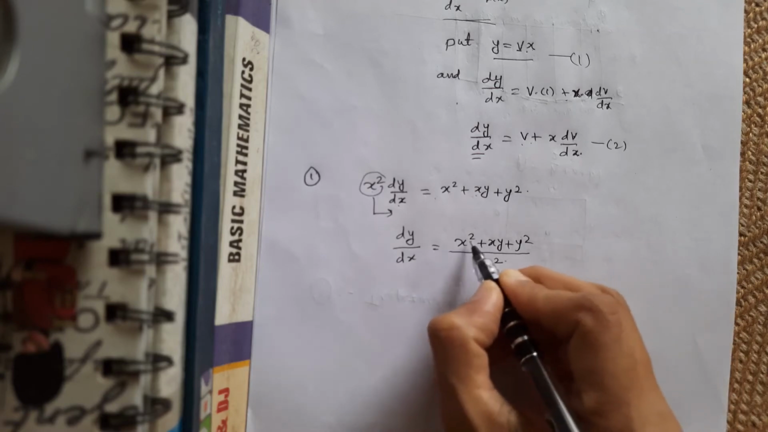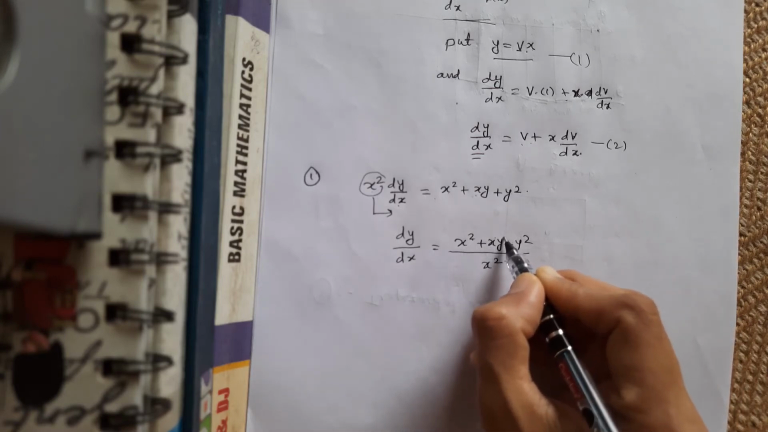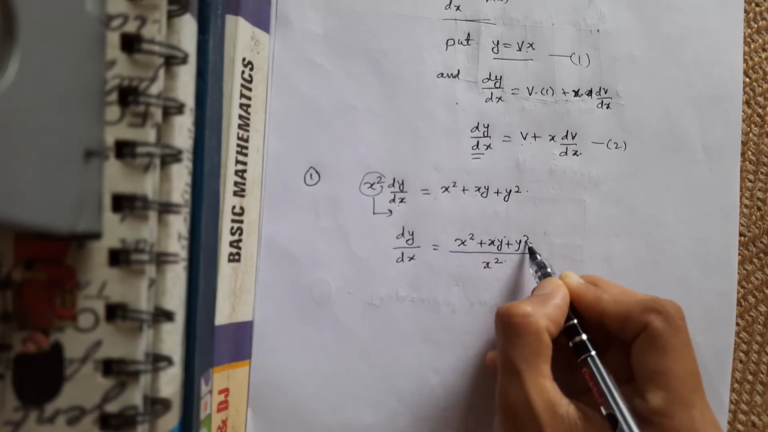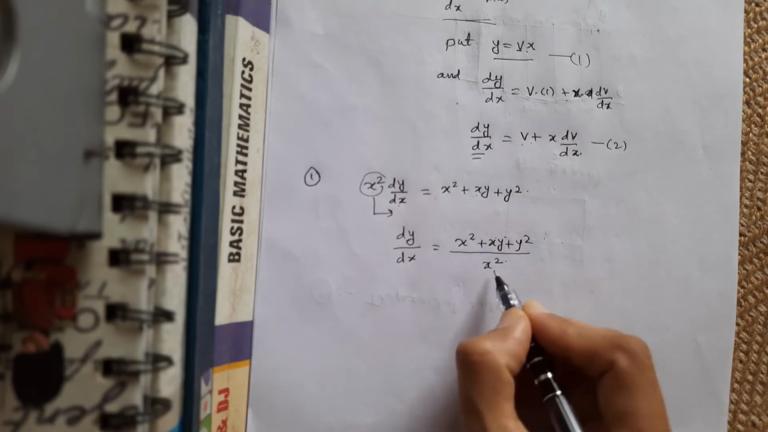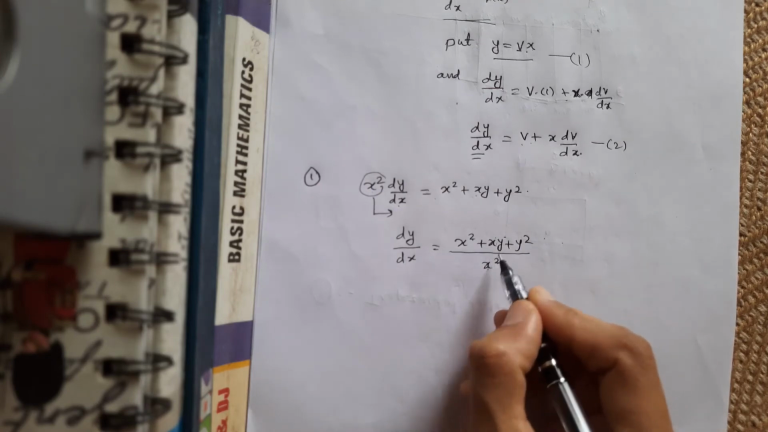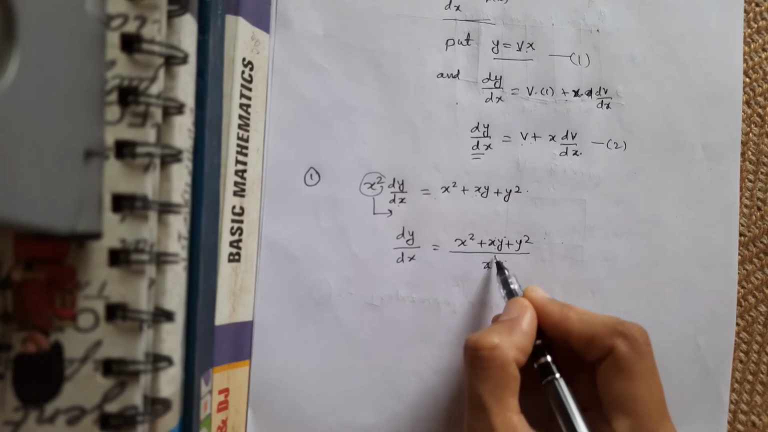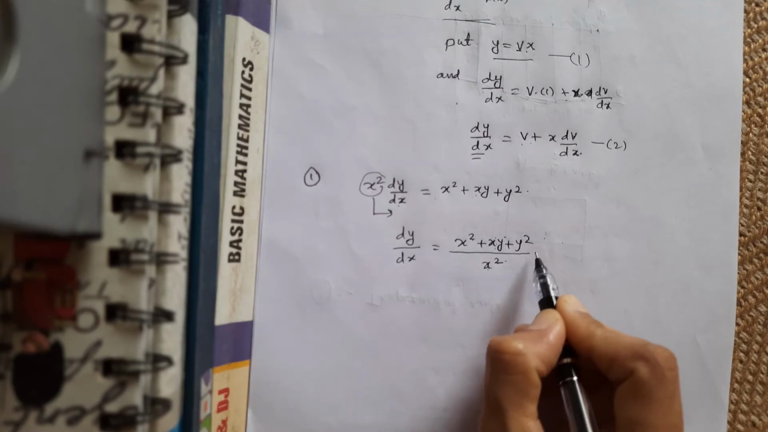Now check the numerator. First term power is 2. Second term power is 1 plus 1, 2. Third term power is 2. So in the numerator, all terms have power 2. The denominator also has power 2. So if the numerator and denominator both have equal power, then this is a homogeneous differential equation.